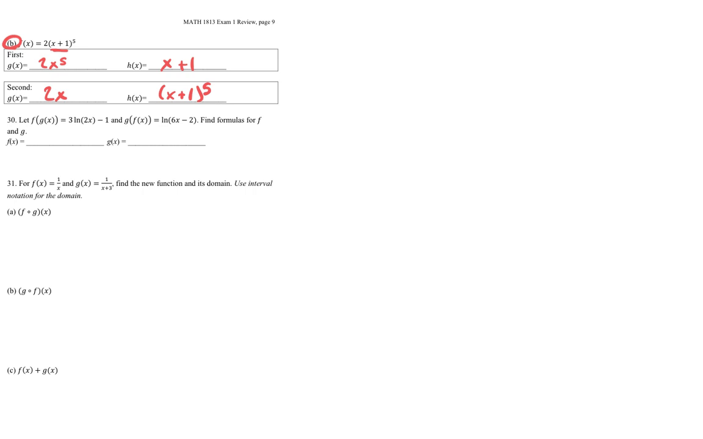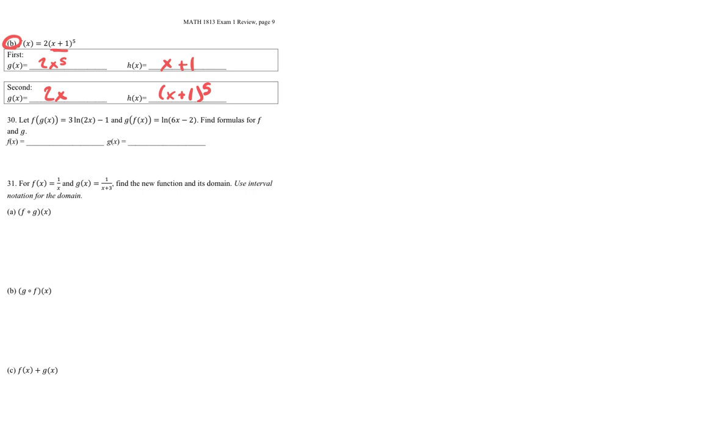Okay. So now moving on to number 30 here, we're given that f of g of x equals 3 times ln of (2x minus 1), and g of f of x equals ln of (6x minus 2). Find formulas for f and g. So one thing that we can look for here, going back to that other one, is looking for these parts that we can imagine substituting something in for.